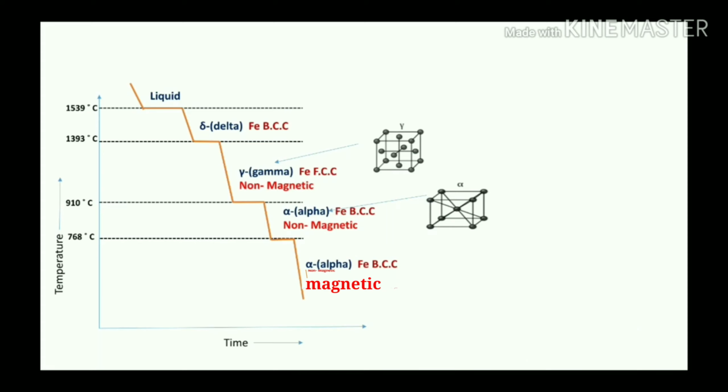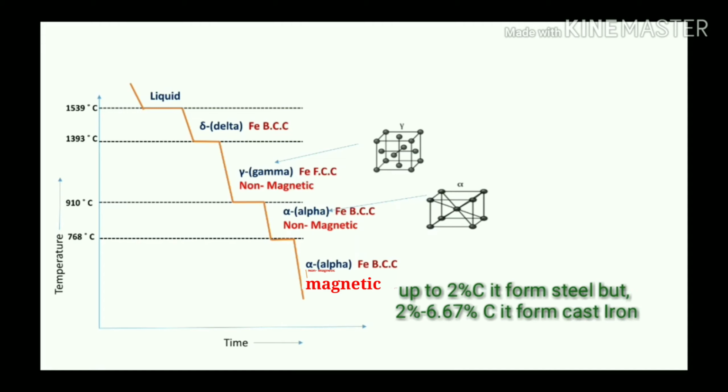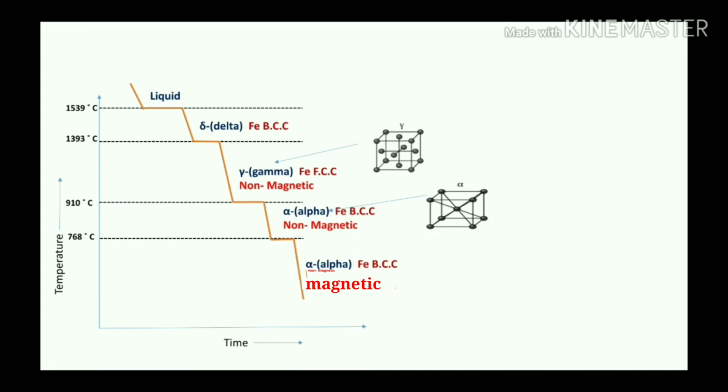But we already know from material science that with the addition of carbon to iron, it forms different materials. Up to 2% carbon added to the iron forms steel, and more than 2% carbon, up to a maximum of 6.67%, produces cast iron. Here in this video I am only talking about the allotropy of iron, how the iron structure changes with respect to different temperatures.